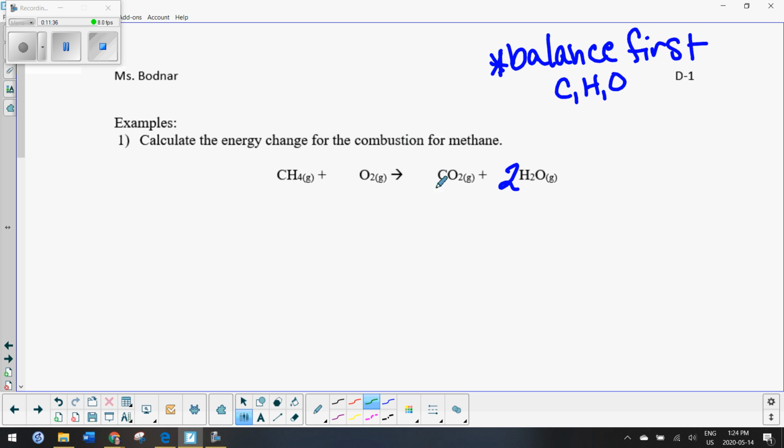Now, O's are always the last one. So, again, this is my fence. On this side has to equal this side. So I have 2 right there, and then I have 2 H2O. So that's applied to both of these. So technically I have 2 O's there. So I have a total of 4 O's on this side, but only 2 here. I need to make it 4. You multiply this by 2 as well. So now you have a balanced chemical equation.